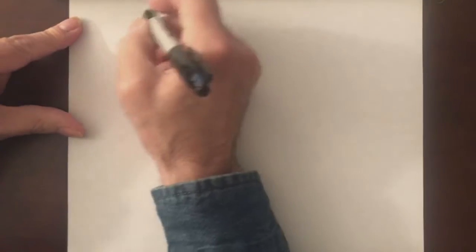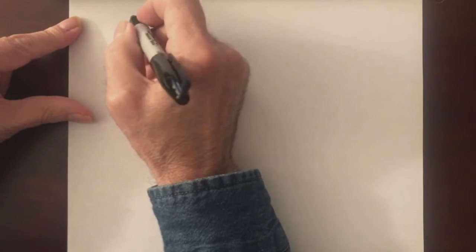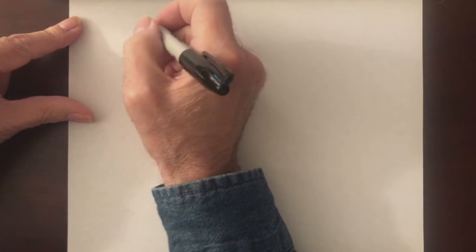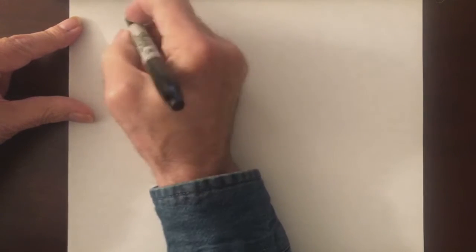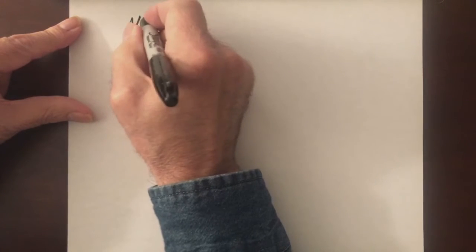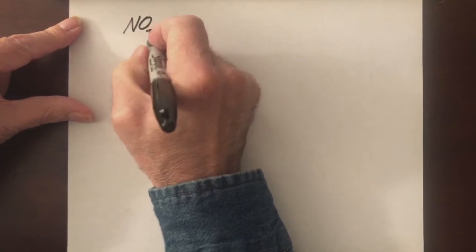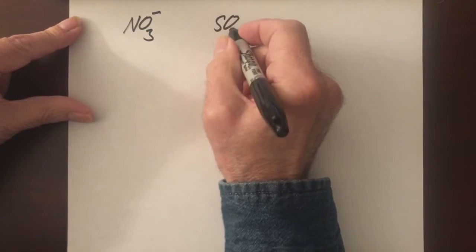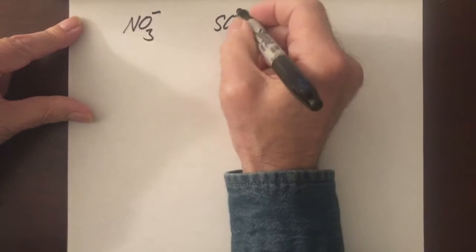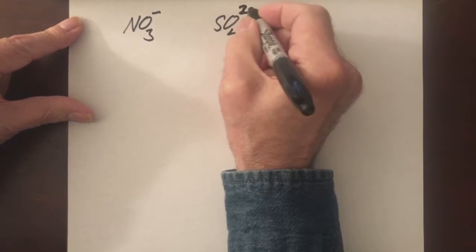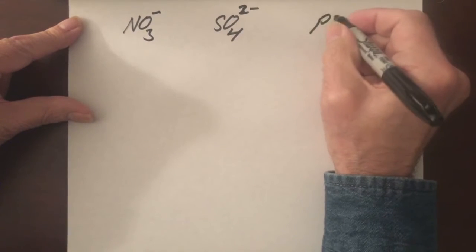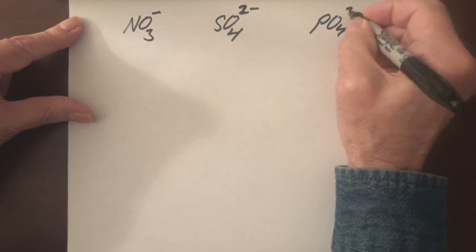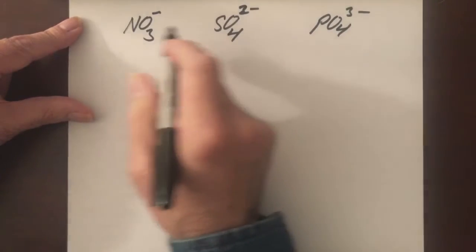Okay, let's look at oxyacids. Now, oxyacids are the case where the hydrogen will be bonded to an oxyanion. And just to remind you what an oxyanion is, it's simply a polyatomic ion that has oxygen in it. So nitrate, sulfate, phosphate, all of these are oxyanions.